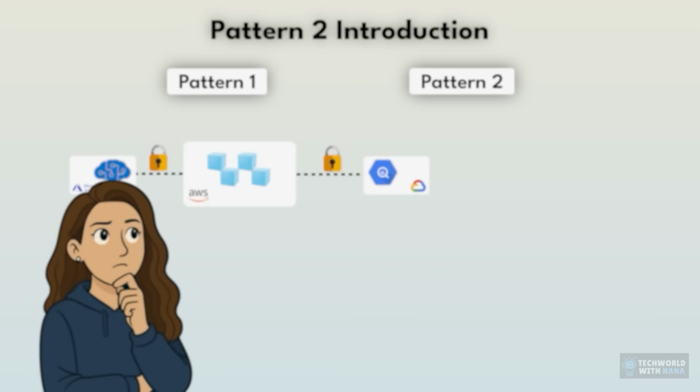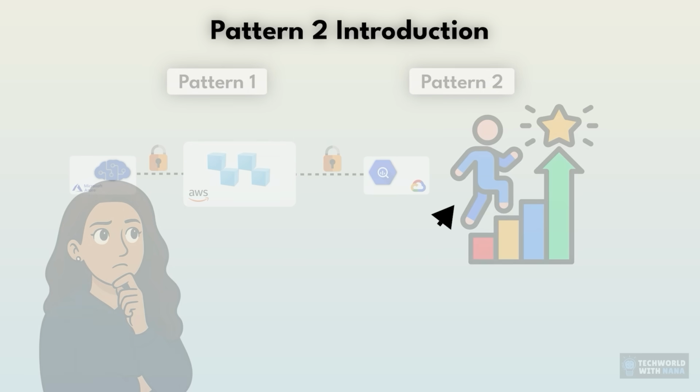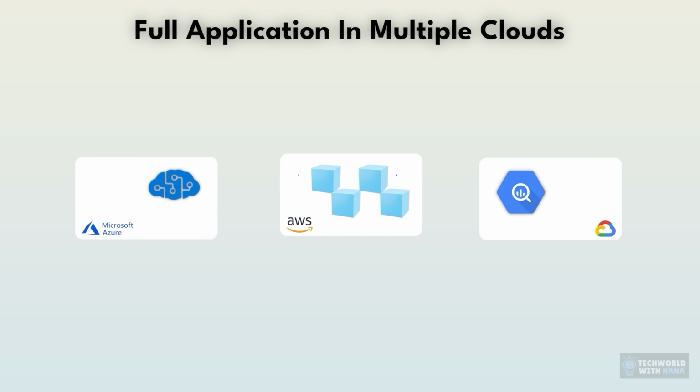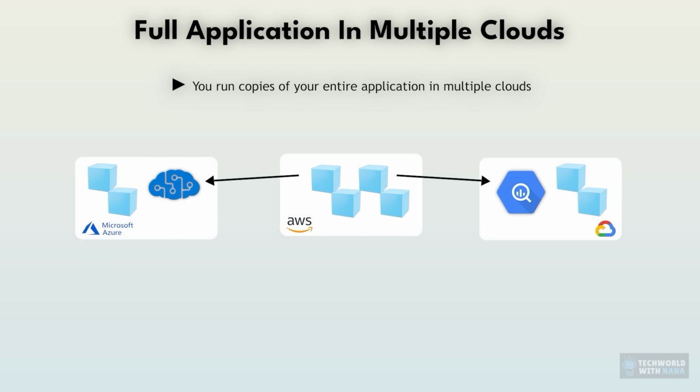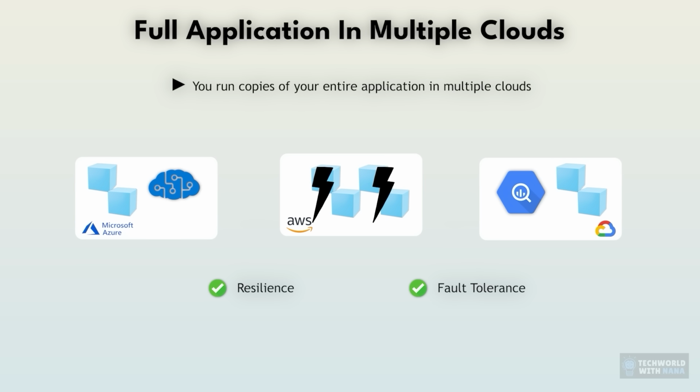The second pattern is more advanced. In this use case, we're running the application in one cloud and calling services from others, but we're also running copies of our entire application in multiple clouds. Now, why would you do this? For resilience and fault tolerance. For example, if AWS has a major outage, which has happened before, your application can fail over to Google Cloud and keep serving users without having any downtime. So you are protected against cloud provider level failures.